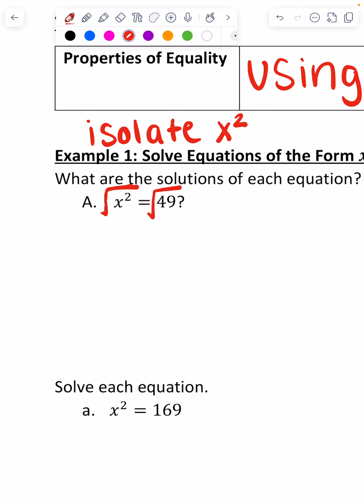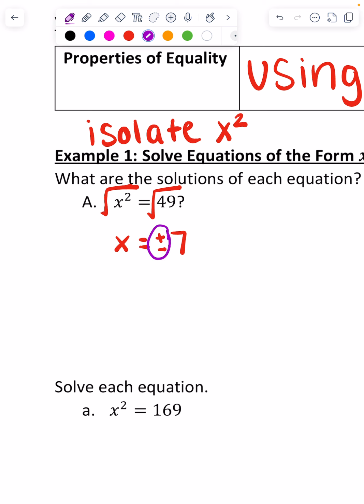Now, most of us know that when we take the square root of 49, that's one of our perfect squares, which is 7. But it's also a negative 7, positive and negative. With every square root that we take, we are always going to have 2 answers, a positive 7 and a negative 7. And here's how we're going to show that.